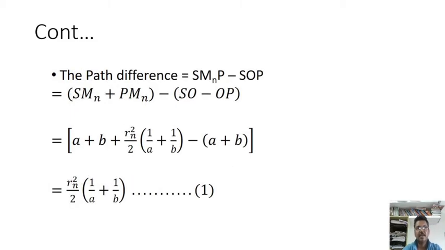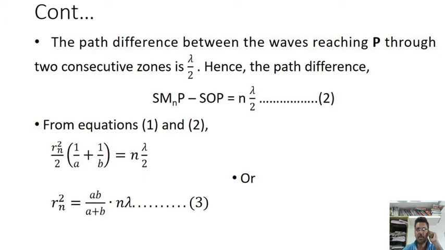Knowing this, the path difference is the difference of SMP and SOP in the diagram. So it gives Rn squared by 2 of (1 by a plus 1 by b), say equation number 1. The path difference between the two waves reaching P through two consecutive zones is lambda by 2. Hence, the path difference SMP minus SOP is equal to n lambda by 2.